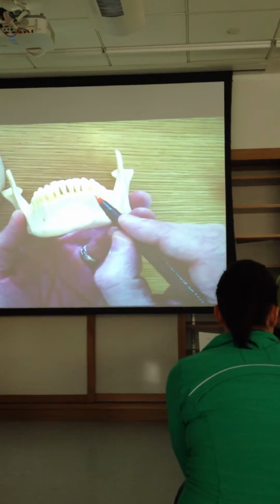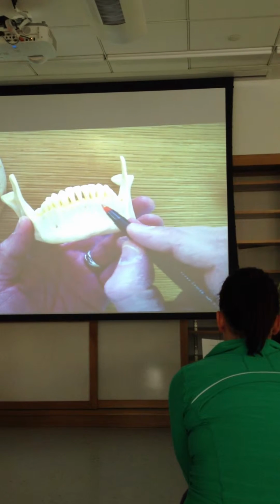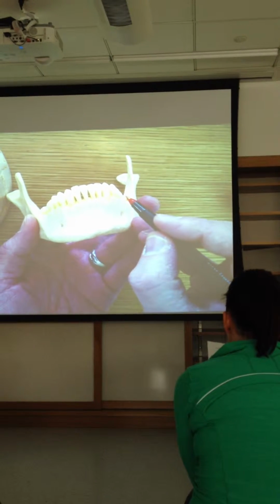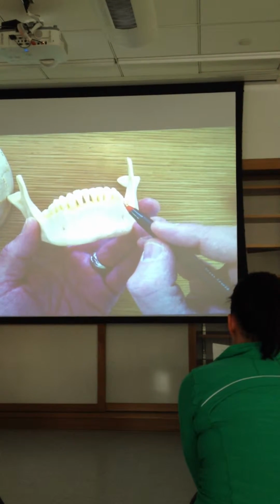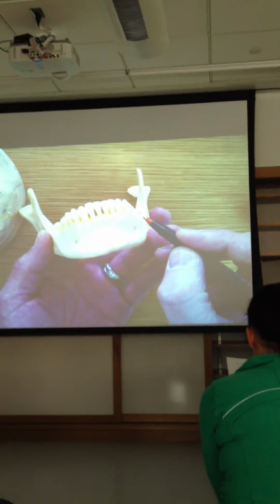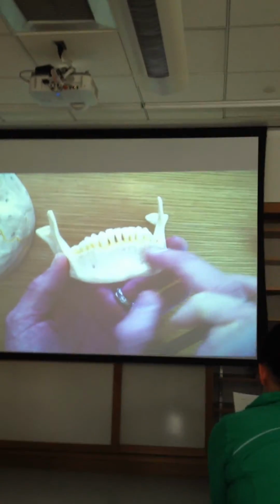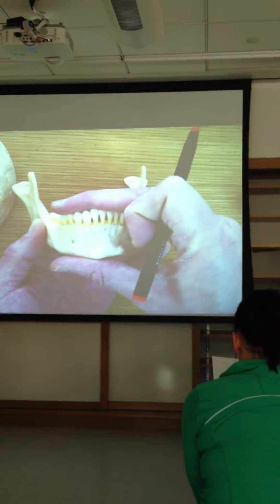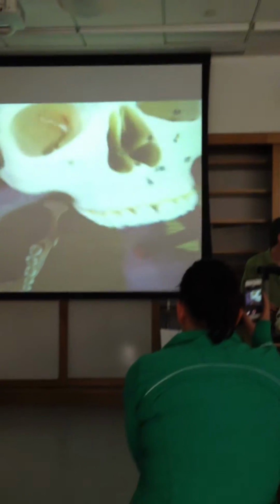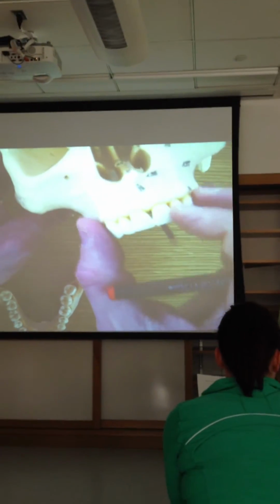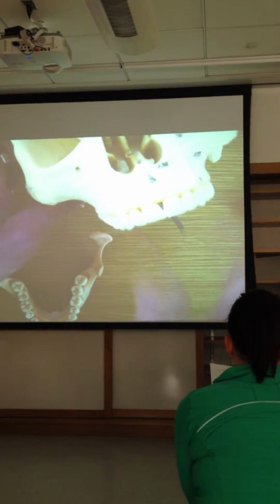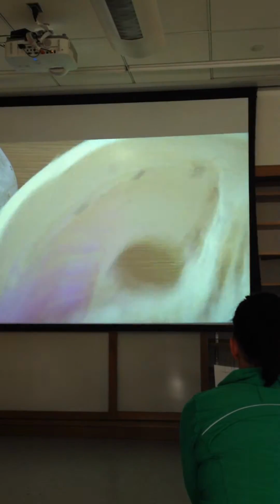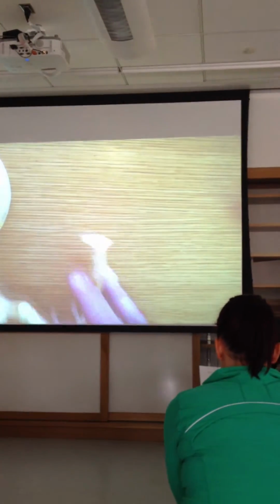The actual name for the sockets that the teeth fit in is what? Anyone know? The sockets are called alveolar processes. Fancy word for the teeth sockets. So you have alveolar processes on your mandible for your mandibular teeth, but you also have alveolar processes on your maxilla for your upper teeth, your maxillary teeth. All right, I think that's pretty much what I want to say about this guy.